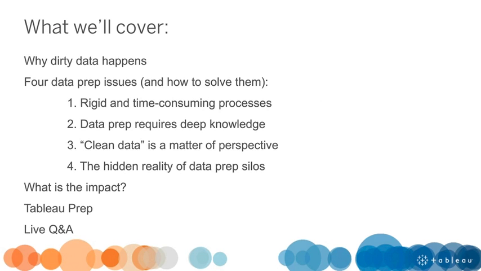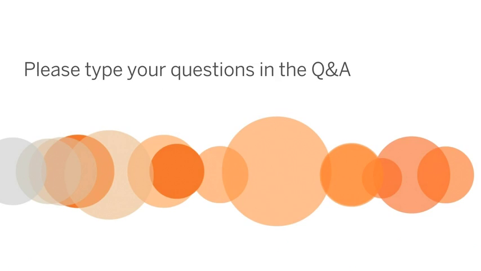So what we're going to cover today is why dirty data happens. We're going to cover 4 data prep issues and hopefully give you some ideas as to how to solve them. And then we're going to focus in on what is the impact there. We're also going to present you with our solution to that problem in Tableau Prep, and then we're going to answer a few questions for you as well. Of course, please type any questions you may have into the Q&A box.